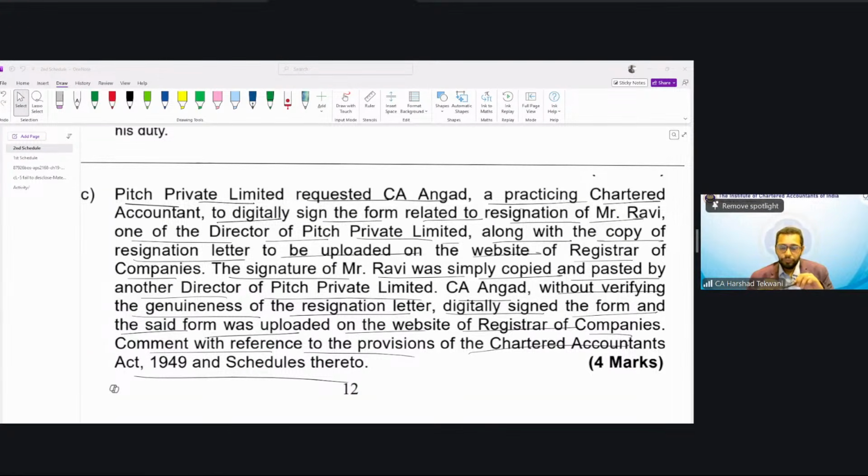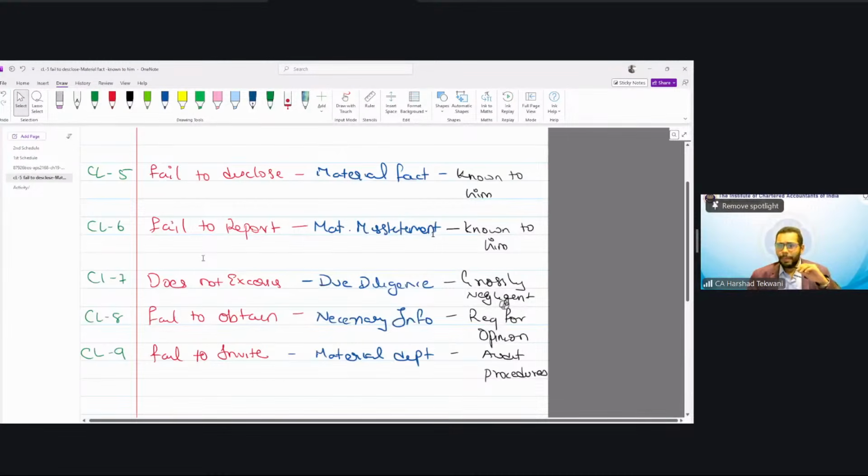Okay, let's see a few clauses. So, the summary we prepared. Clause 5: failed to disclose material fact known to him with respect to the financial statement. Can you say that he has failed to disclose the material fact with respect to the financial statement? Answer is no. There is no financial statement in the picture. I cannot invoke clause 5.